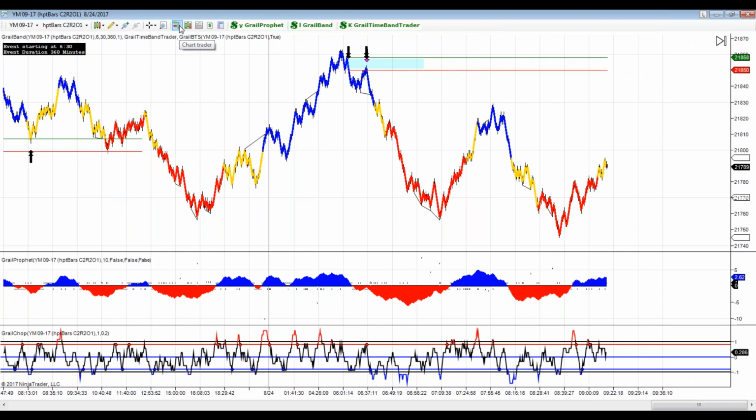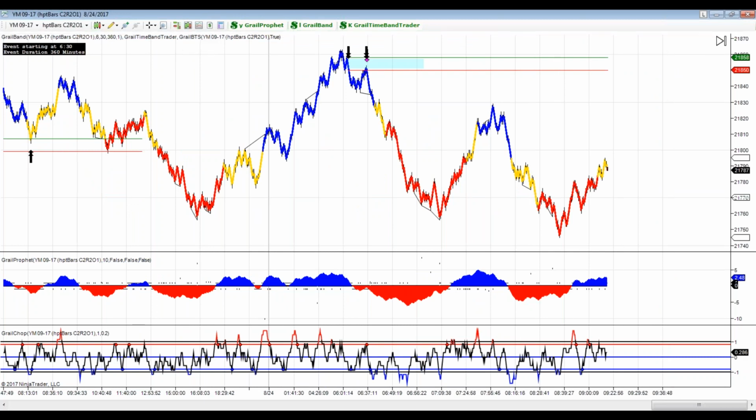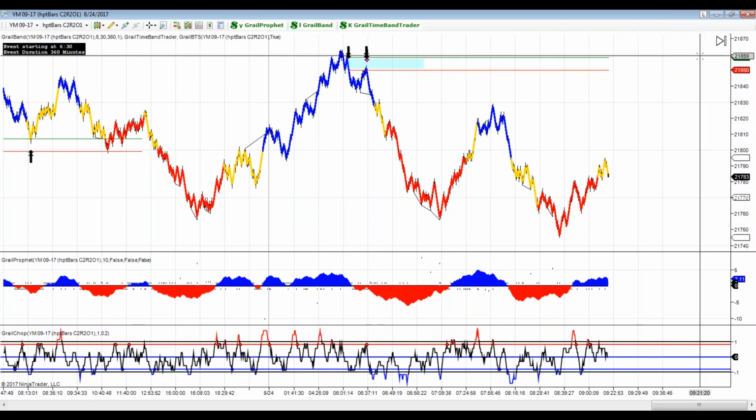Okay. Now that's it really in a nutshell as far as the Grail time band trader. Are there any questions on it? I pretty much said once I got onto this and simplified it, it would make it a lot easier for you to understand, and I'm hoping you're seeing that. So I'm just going to pause here for a minute to see if there's any questions on this, because it really is fairly simple and straightforward once you look at Grail 1, 2, and 3.